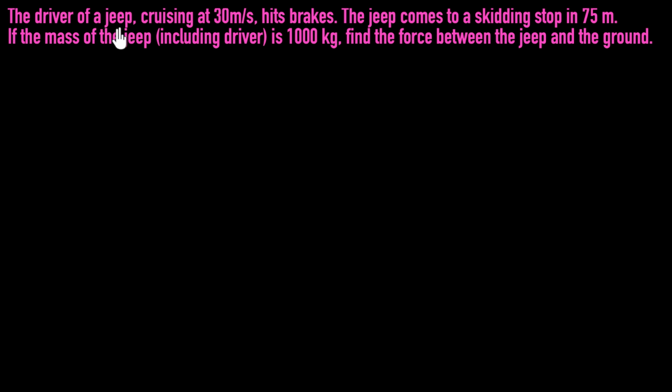The driver of a Jeep cruising at 30 meters per second hits the brakes. The Jeep comes to a skidding stop in 75 meters. If the mass of the Jeep, including the driver, is 1,000 kilogram, find the force between the Jeep and the ground. Okay, again, let's draw what's given. We are given that there is a Jeep that is cruising at 30 meters per second.